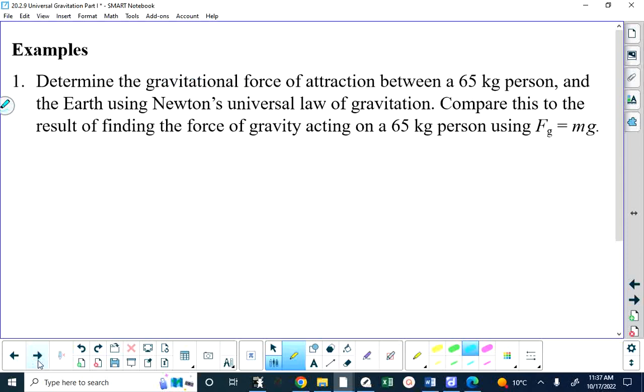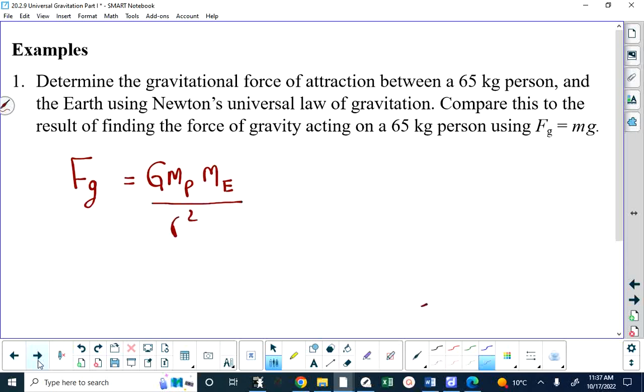Determine the gravitational force of attraction between a 65 kilogram person and the Earth using Newton's universal law of gravitation. Don't worry about the second sentence yet. So, how are we going to do that? The force due to gravity is G times the mass of the person times the mass of the Earth over the distance between their centers squared.